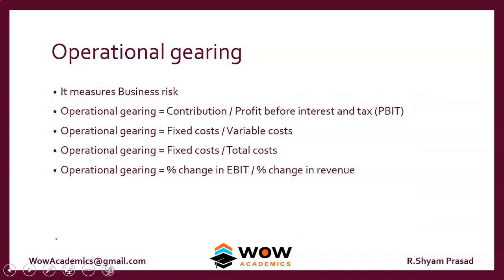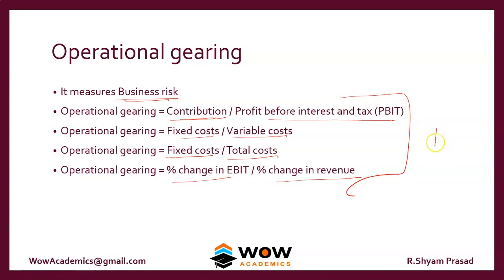How can we compute the operational gearing in various ways? Usually it measures the business risk. You can compute it in this way: contribution divided by PBIT, fixed cost by variable cost, fixed cost by total cost, change in EBIT divided by change in revenue. So memorize all these formulas. Any formula might come to you in your examination. All formulas indicate the same thing. The higher the answer for any of these, the higher the operational gearing.